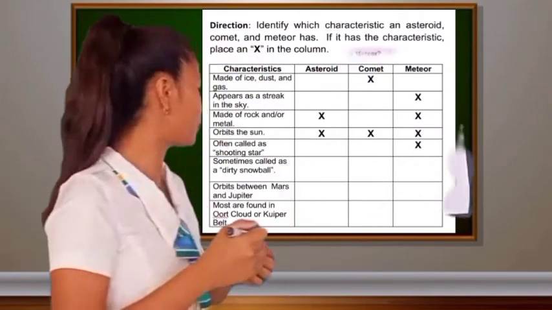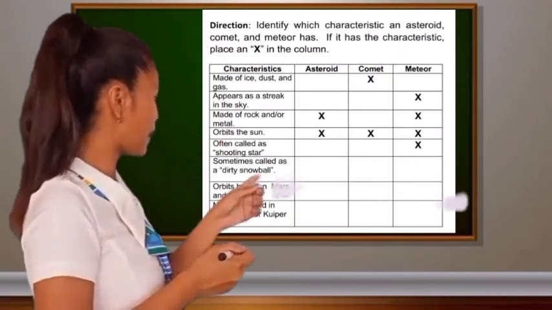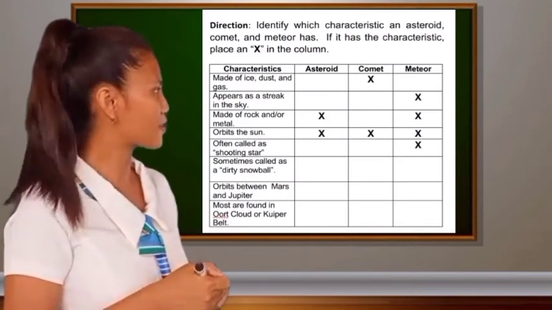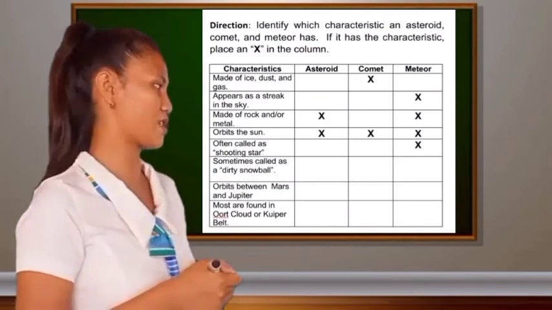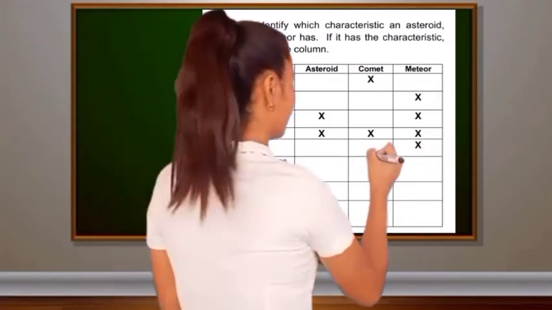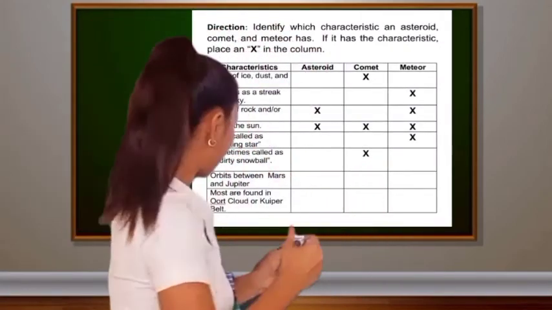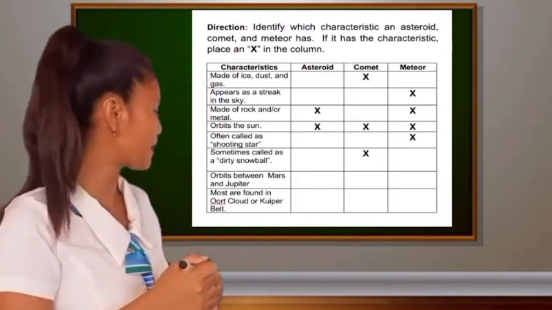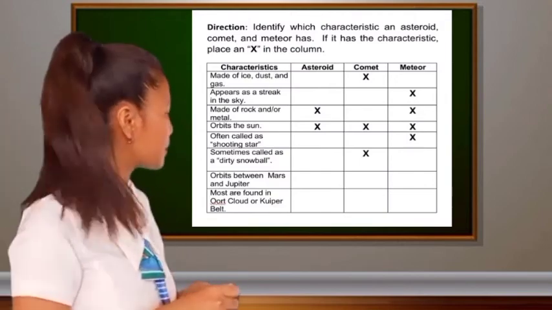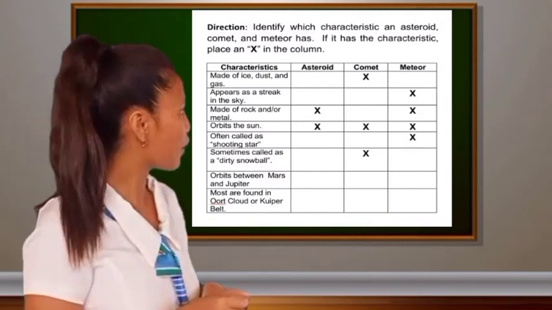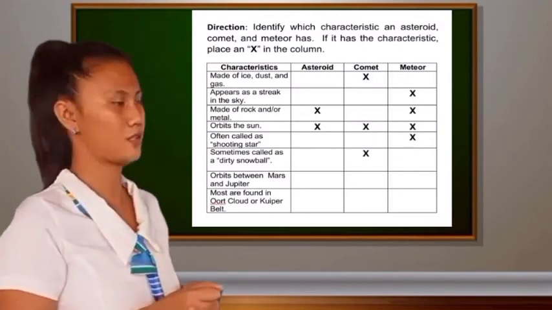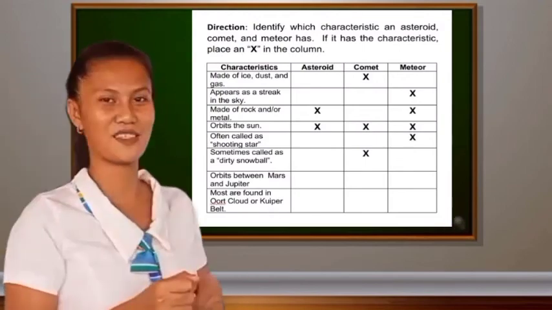Okay, how about group 2? What is your answer for this? Sometimes called a dirty snowball. Is it asteroid, comet, or meteor? A comet. Thank you, group 2. Okay, now second to the last question, we have orbits between Mars and Jupiter. Group 4, may I have your answer, please? Do you think it is an asteroid, a comet, or a meteor? Okay, an asteroid. Thank you.